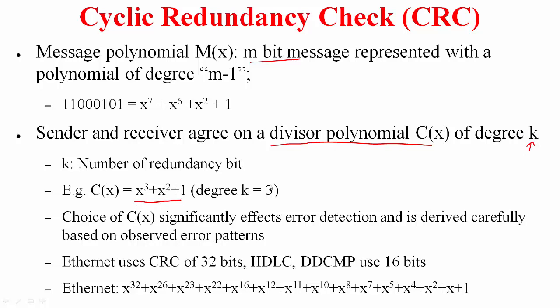So this has degree 3. That means if you are using this divisor polynomial, you are going to add 3 redundant bits. So the choice of this divisor polynomial is what determines your error detection capabilities, and this is derived very carefully based on the observed error patterns. So for example, in Ethernet, this is the CRC polynomial that is used, which is of 32 bits. So you add 32 redundant bits. In HDLC and DDCMP, you use 16 bits.